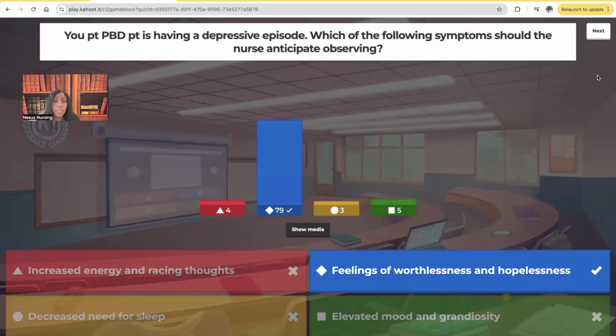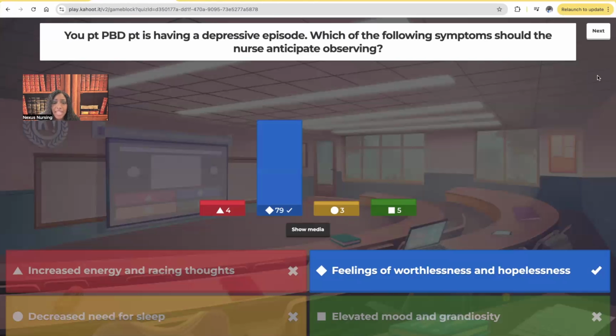Increased energy and racing thoughts. That would be the patient in a manic episode. A decreased need for sleep. That would be the patient in the manic episode, because the patient who's depressed, all they want to do is sleep. They want to stay in bed with the sheets over their head, with the curtains closed, right? They don't want to interact with anybody.